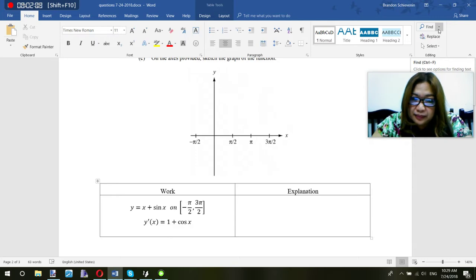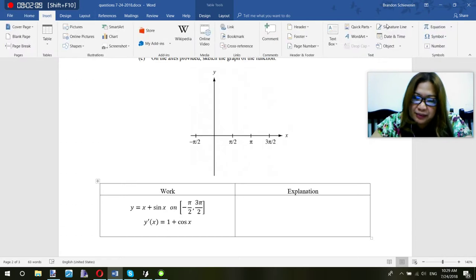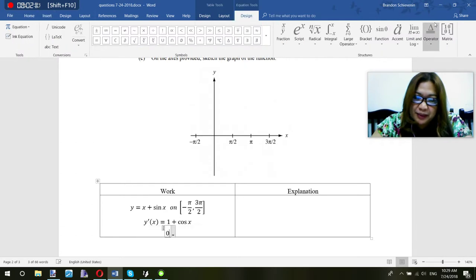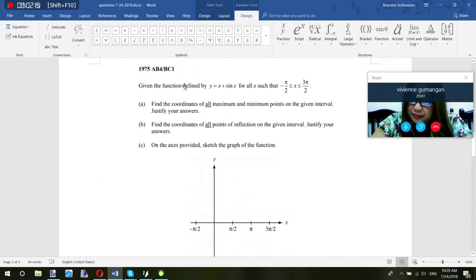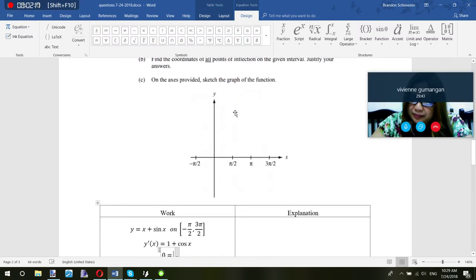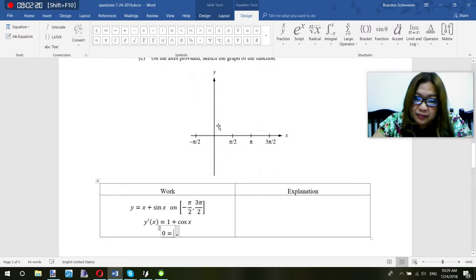How do I find critical points? I need to equate that to 0, and then I need to solve for x. If I'm equating this to 0, that means I'm looking for all the points where the slope of my original function, since this is the first derivative, is equal to 0. If the slope is 0, that could be a relative maximum or minimum. So 0 is equal to 1 plus the cosine of x.